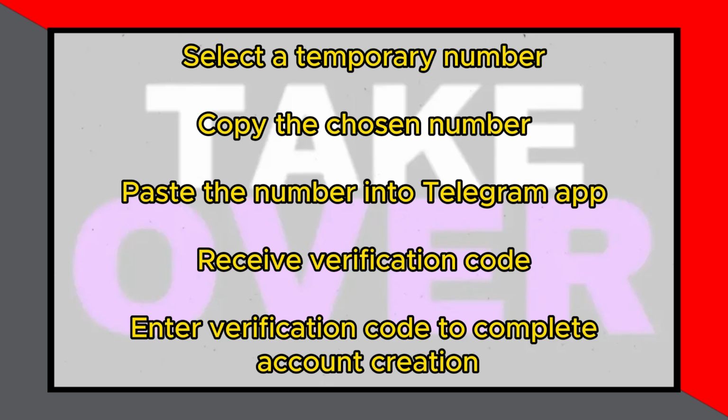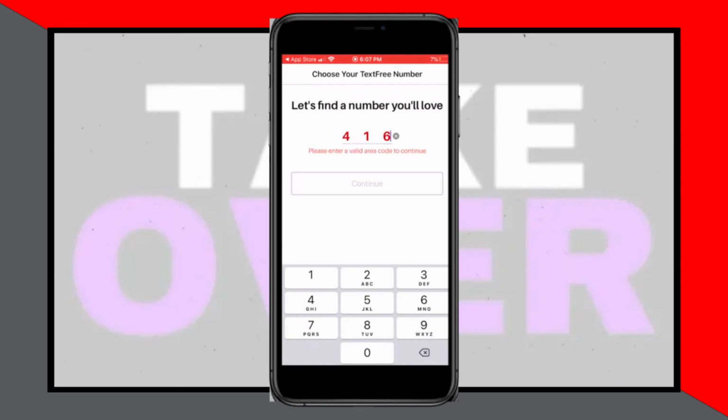Once pasted, wait for a few moments to receive the verification code associated with the selected number. Once you receive the verification code, enter it into the Telegram app to complete the account creation process successfully.